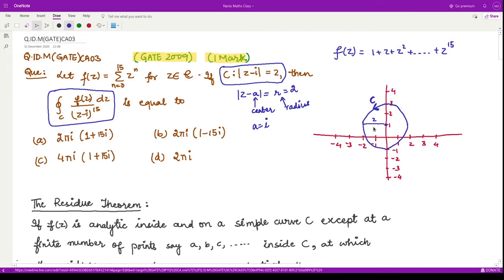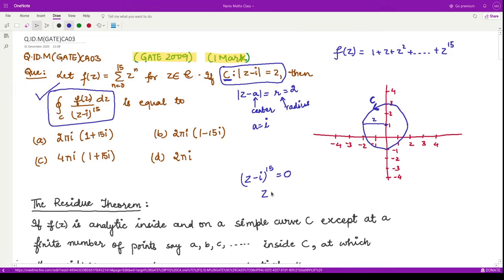So here we need to find the integration of this whole function f of z divided by z minus iota raised to power 15 corresponding to this curve C. So now in order to calculate the integration, we need to check whether this whole function is defined and is analytic in this given region or not. In order to do that, we check the denominator, which is z minus iota raised to power 15, whether this is equal to 0 at some points or not.